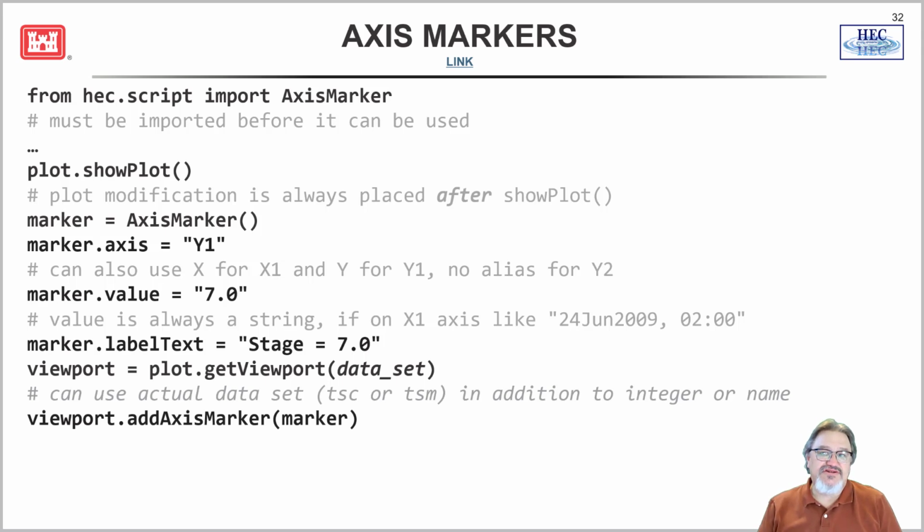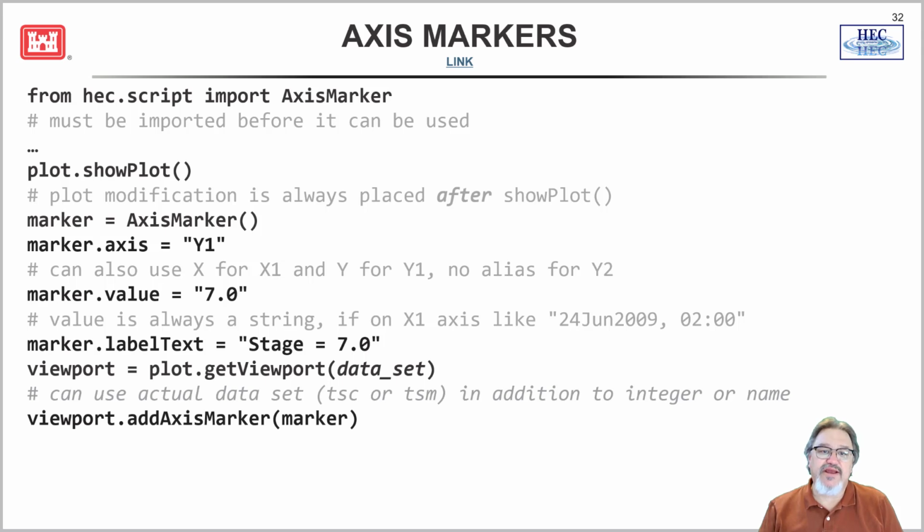This is a plot modification. So where does it have to happen? After show plot. Now you can create your markers before show plot, but you can't add them until after show plot.